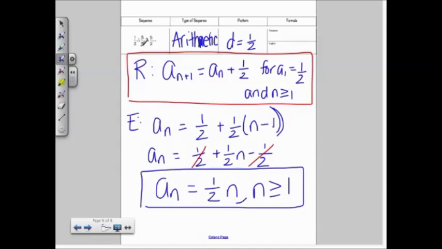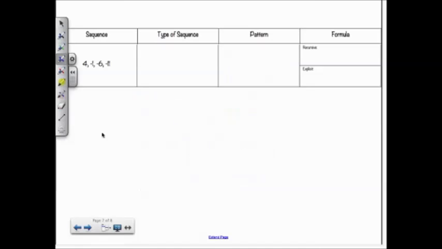So each time you're taking half of the term number that you are in your sequence. So for example, if I want to figure out what the fifth term in my sequence is, I would do half of 5, which is 5/2. Okay? All right, so for the next one, your type of sequence, you have to figure that out, so go ahead and think about that.